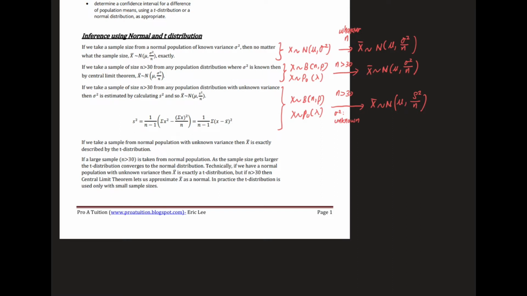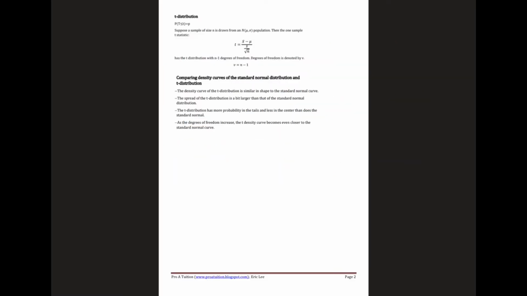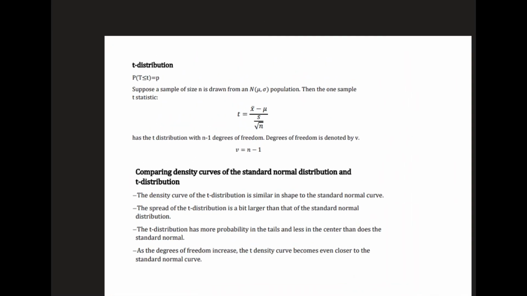Okay, so finally we come to a situation where n is less than or equal to 30 and unknown variance, and then we use t distribution. Okay, so let's move on. On this page, we have the introduction to the t distributions. Okay, so let's see here.